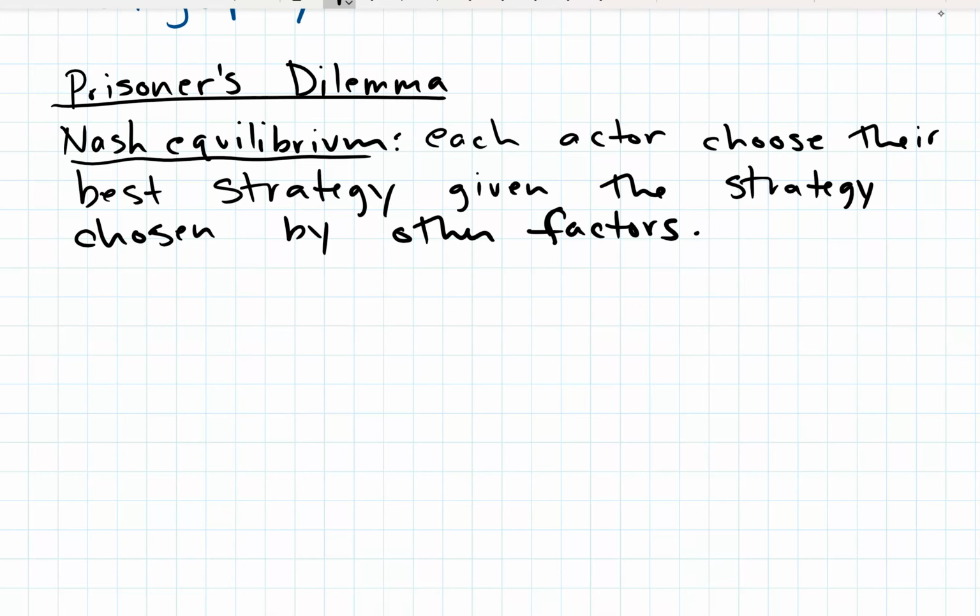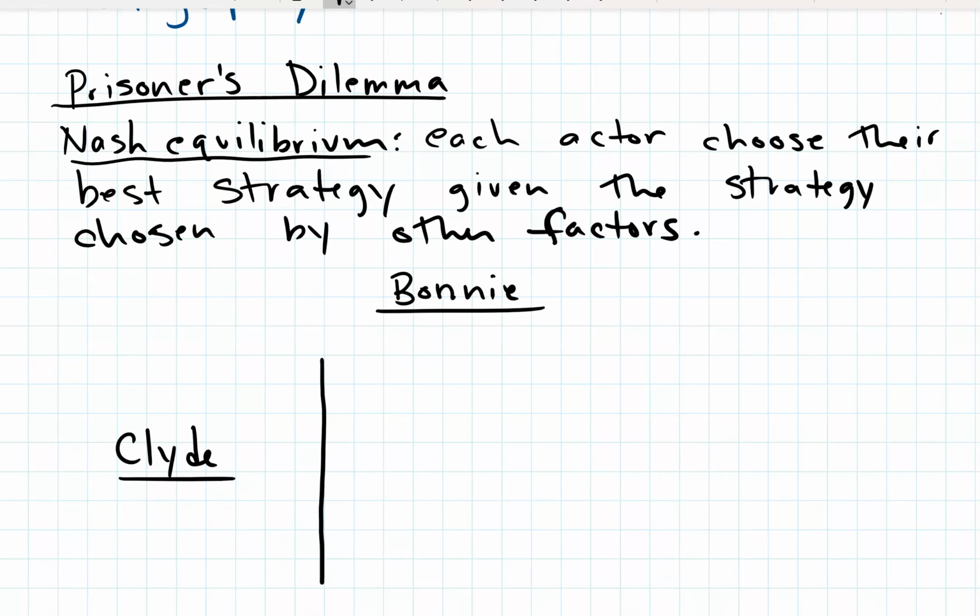So we need to now create our game. In our game, we have two people. Our actors here are Bonnie and Clyde, two famous criminals you may have heard of. I don't actually know what they did, but I just heard of them, so we're using the names.